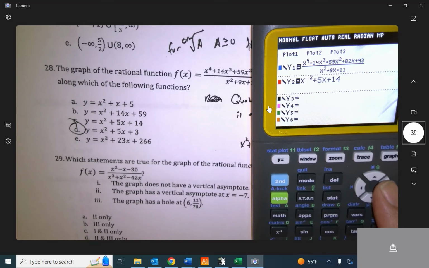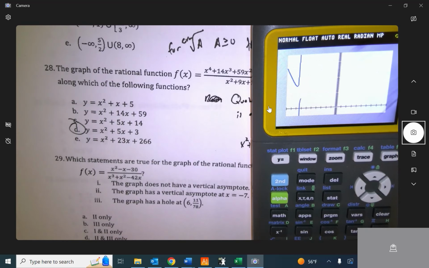And what do we think the right answer is? Plus 3. Looky there. It got close, didn't it? But it never touched it. So there you go.